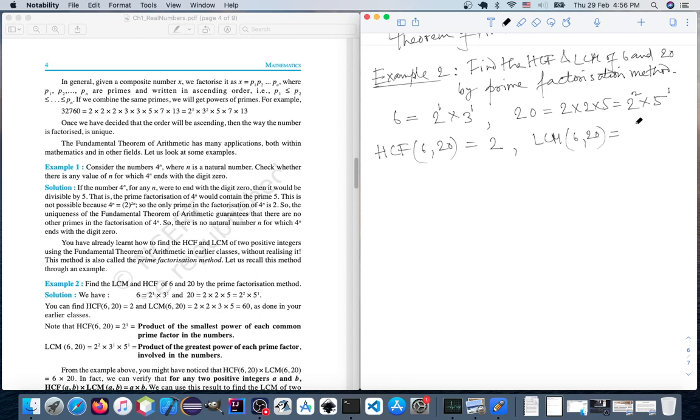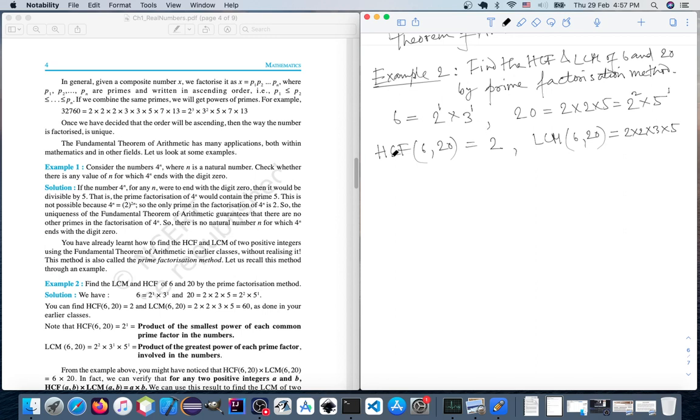is 2 into 2 into 3 into 5. Now, how are we computing? How do we know that HCF of 6 and 20 is 2 and LCM of 6 and 20 is 2 into 2 into 3 into 5? By seeing the prime factorization of 6 and 20.